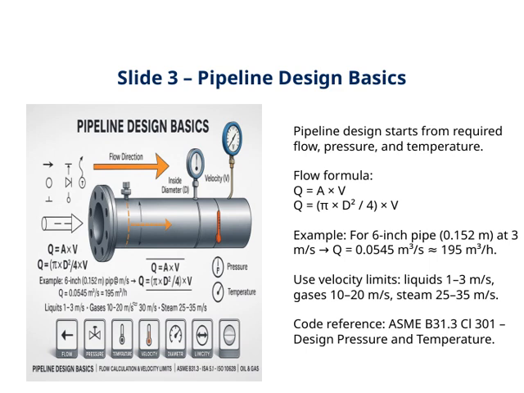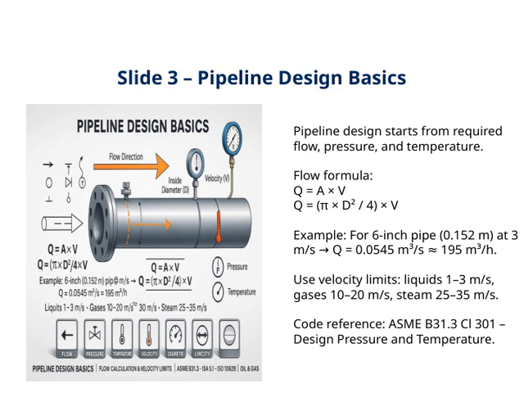For example, if we consider a 6-inch pipe, which is about 0.152 meters, and the fluid velocity is 3 meters per second, then the flow rate Q comes out to approximately 0.0545 cubic meters per second. That's roughly 195 cubic meters per hour.